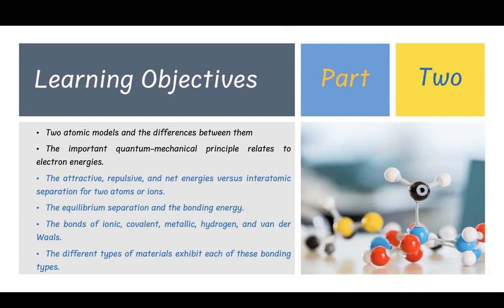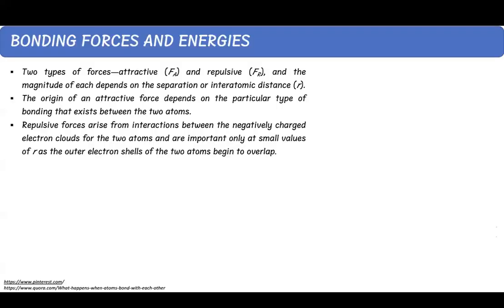topic, we are going to talk about the interaction between two atoms: the attractive force, the repulsive force, and also the net energies between the two atoms. Then, what is the state of equilibrium of the two atoms? And then there will be different types of bonding, like ionic bonds, covalent bonds, metallic bonds, and also some secondary bondings like the hydrogen bond and the van der Waals bonds. Then we talk briefly about how different types of material have different types of bonding. So let's go. The bonding force and the energies.